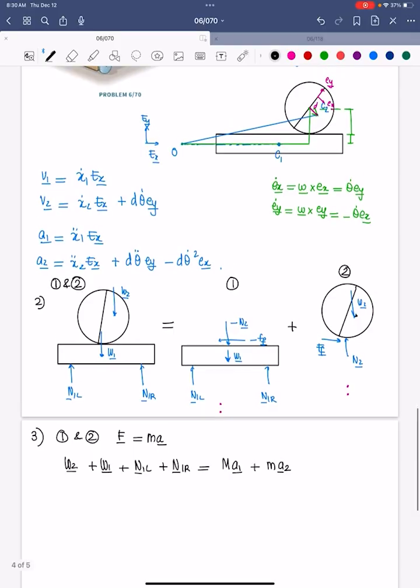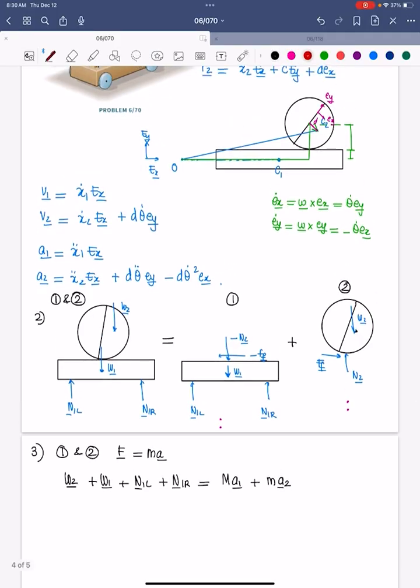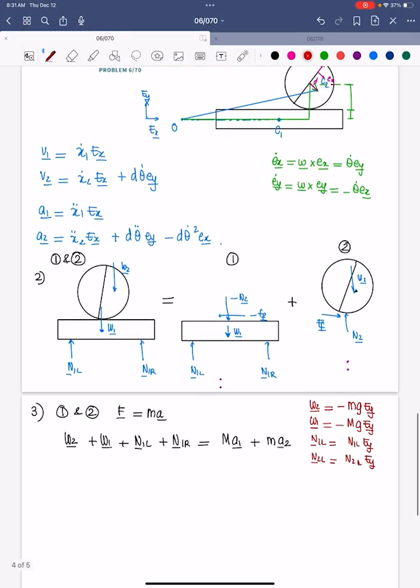And just for reference here, we're gonna use the forces. So let's just write their expressions. W2 is minus mg ey. W1 is minus big M g ey. N1L and N2L are vertical. N1L ey, N2L ey. N2 is N2 ey, and the friction force is along Ex. This quantity can be negative, so it can be along minus Ex. Okay.